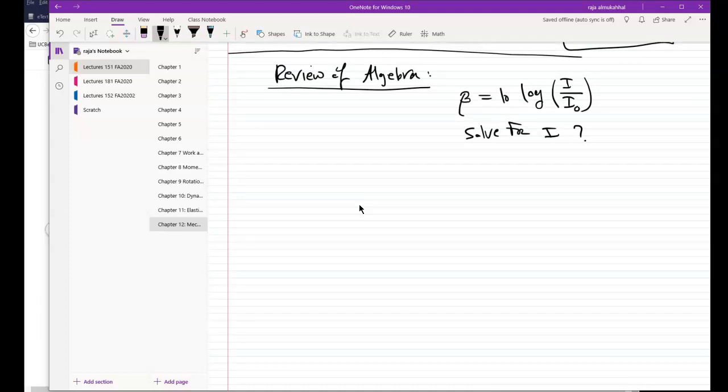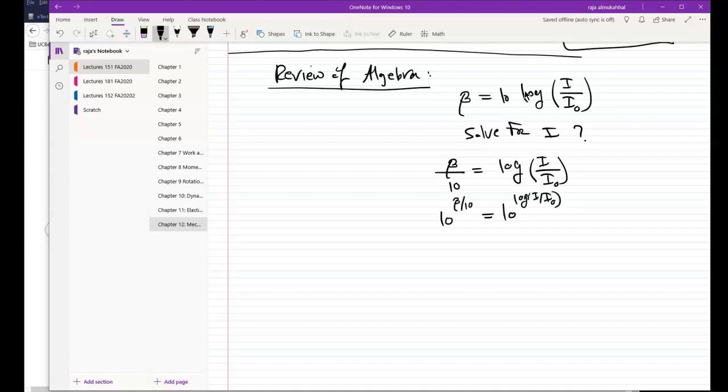The first thing I need to do is isolate the log. So I'm going to move this 10 to the other side, so it becomes beta over 10 equals log I over I naught. Okay, so far? Now I'm going to put everything to the base 10. In other words, 10 to the power of beta over 10 equals 10 to the power of log I over I naught.